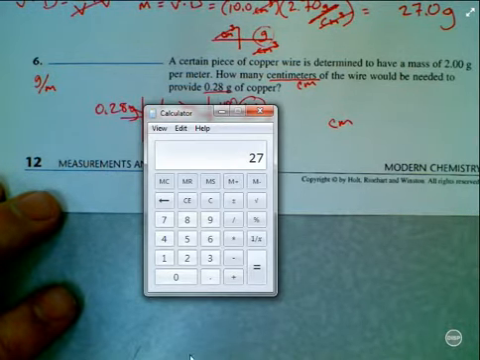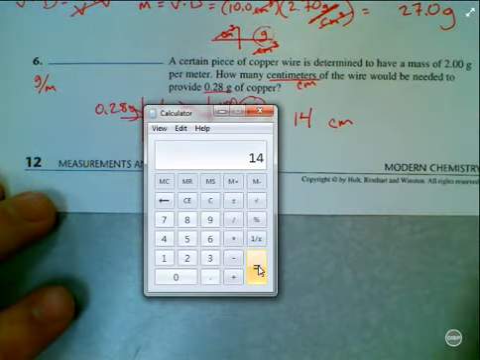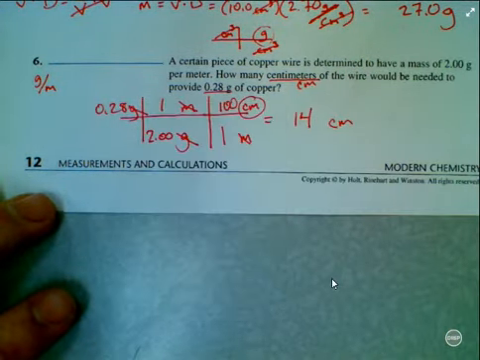Let's get that calculator up here. Clear. So 0.28, that's supposed to be 0.28. 0.28 times 100. And then I'm going to divide that by 2. And my answer is 14 centimeters.